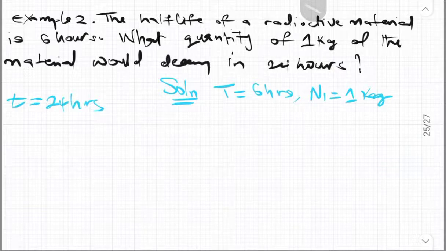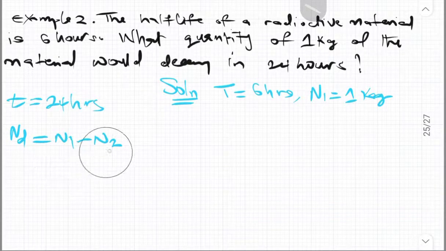Now, they said what quantity would decay. We said, from our formula in the last video, if you've not watched that, go check that out, that the quantity that decayed, which is Nd, is N1 minus N2, right? Okay. Now let's leave this aside first.